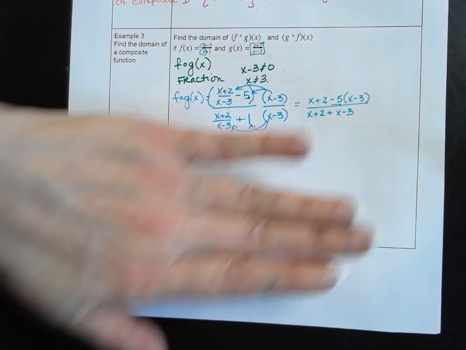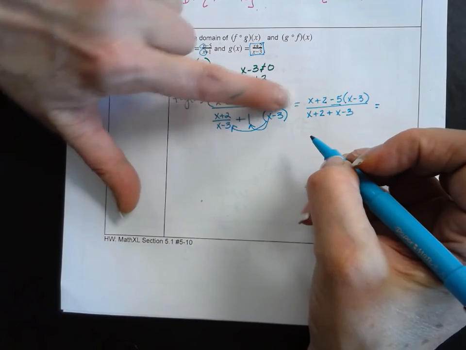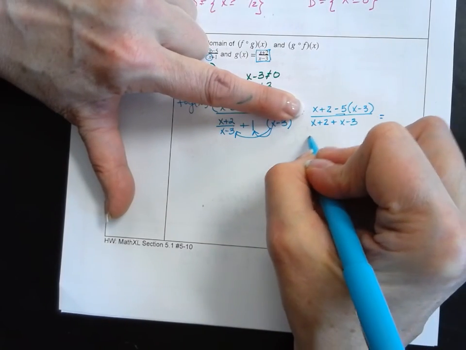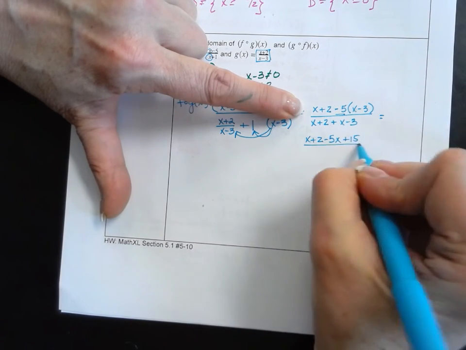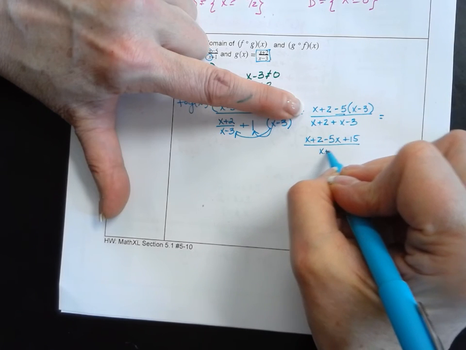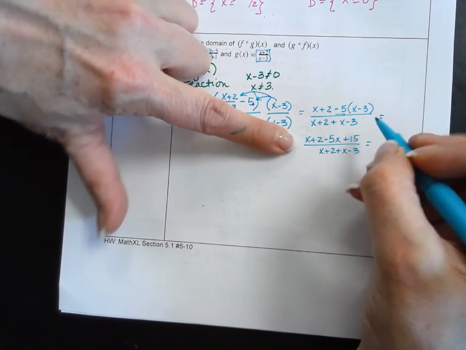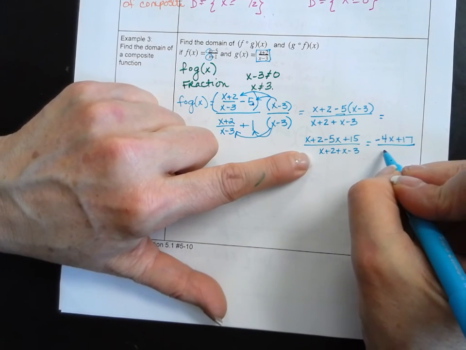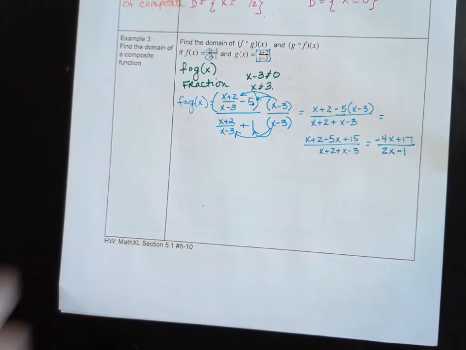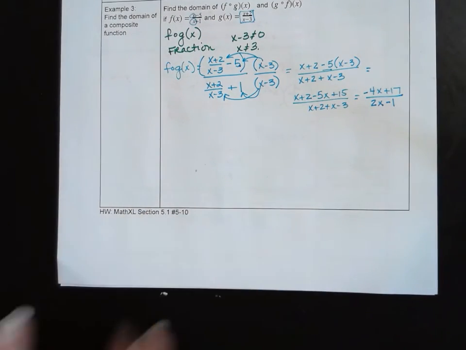Yes? All right, so let's combine like terms. I'm going to have x plus 2 minus 5x plus 15 plus x minus 3. And then I get negative 4x plus 17 over 2x minus 1. Did I do that right? Good.